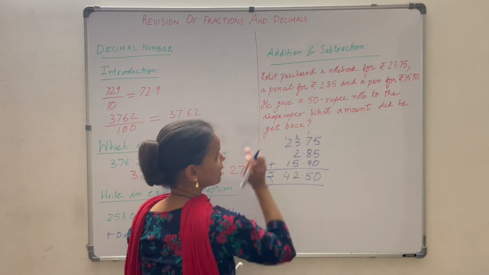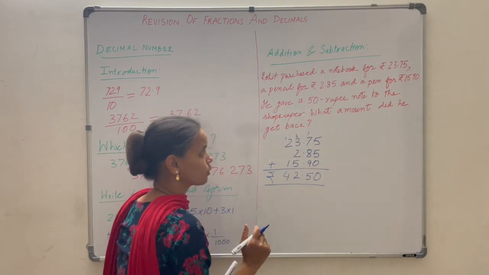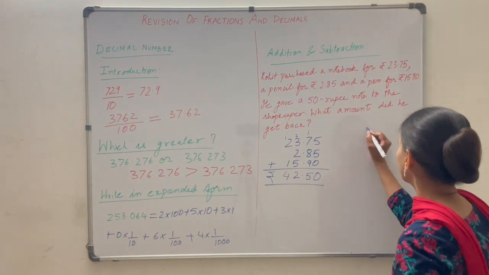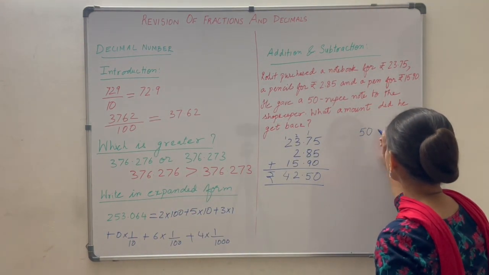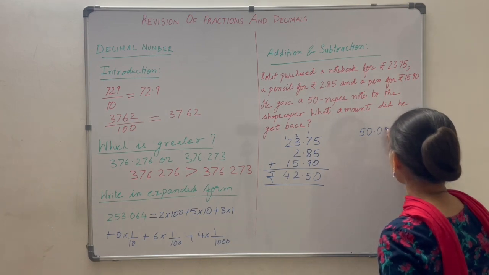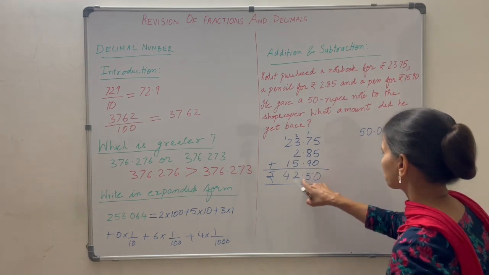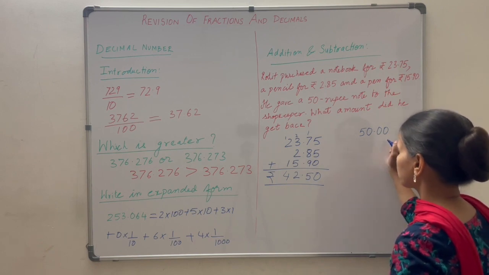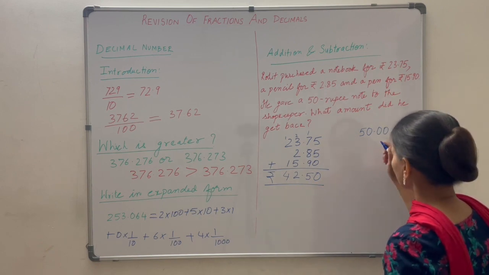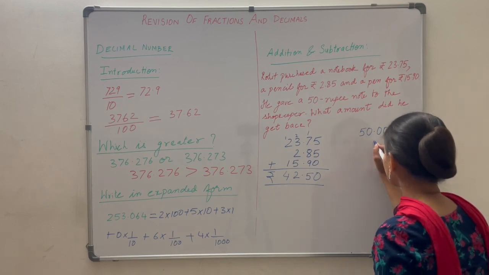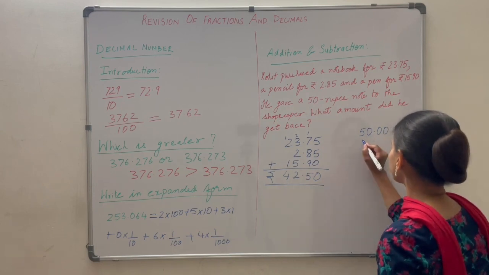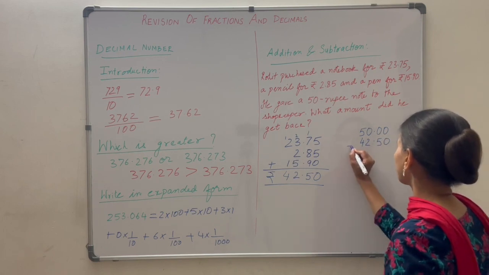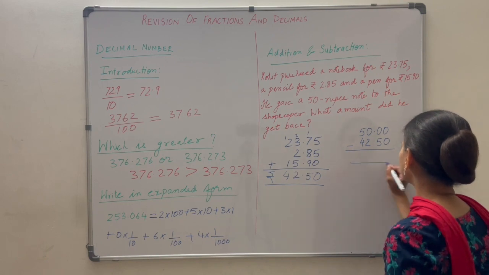Now how much money did he give? A 50 rupees note. So you need to subtract this amount from 50 rupees. So 50 is a whole number. That means you can write it as 50 point. You can write as many zeros as you want. It is up to 2 decimal places, so I am writing 2 zeros after the decimal point. Now you need to subtract it. Subtraction is also the same way. You place the decimal point below the decimal point and the rest of the numbers you write as it is. Now we are going to subtract 42.50 from 50.